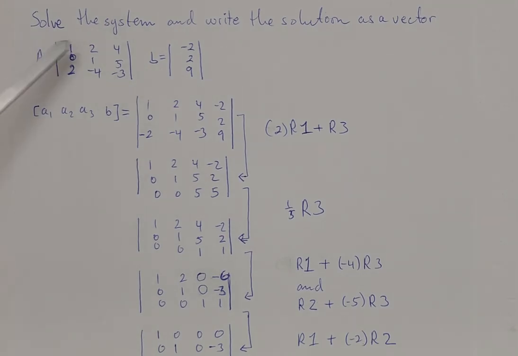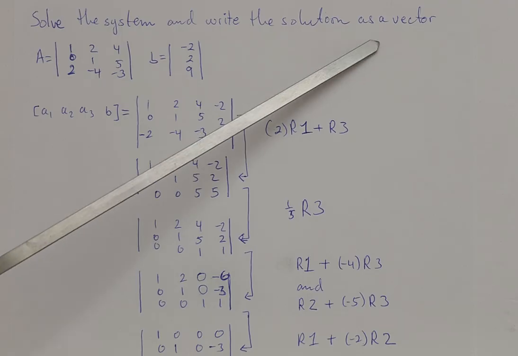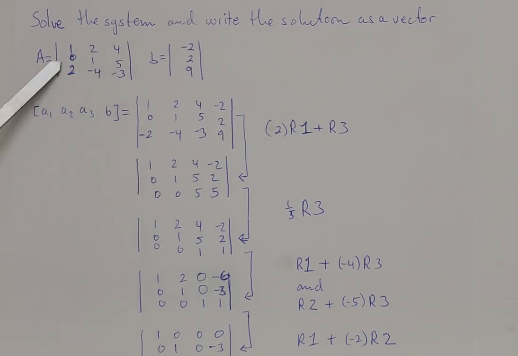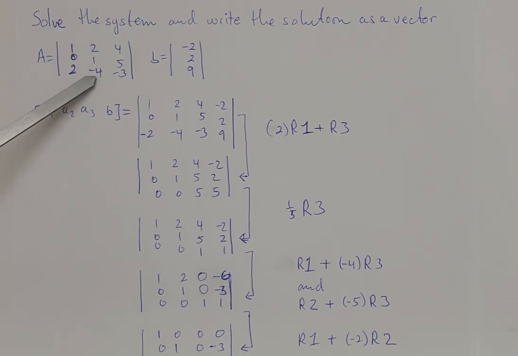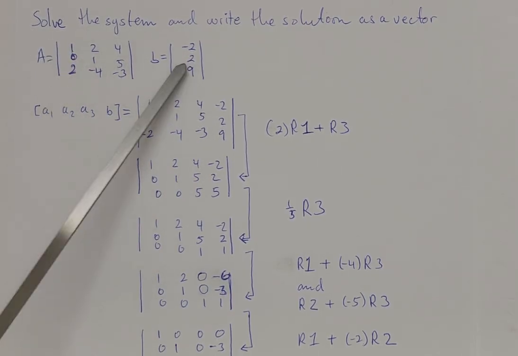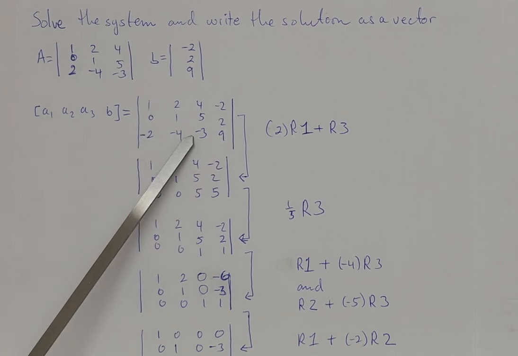This lesson is solve the system and write the solution as a vector. This is your A, this is your B. This column right here is A1, this column is A2, this column is A3, and then B is the last one. So this is A1, A2, A3, and then B. Put these two together in one form. Okay?